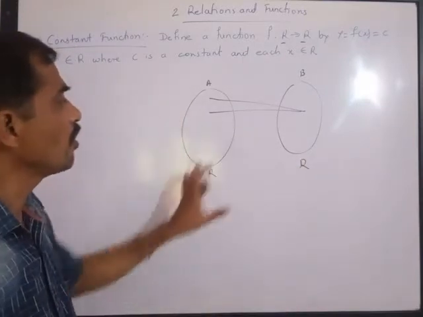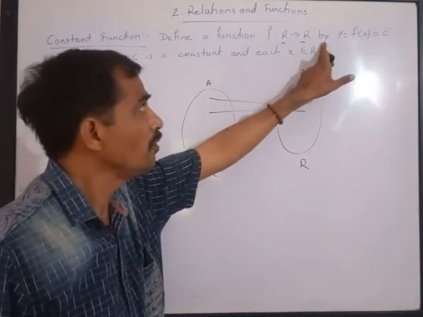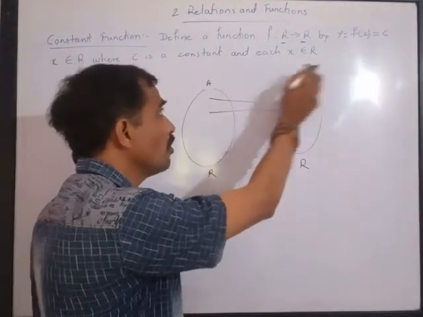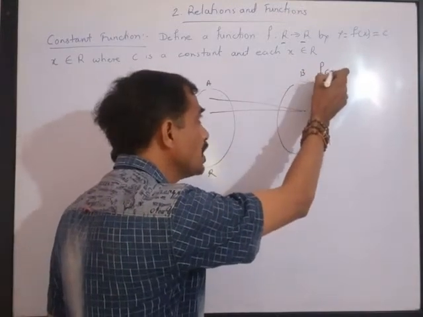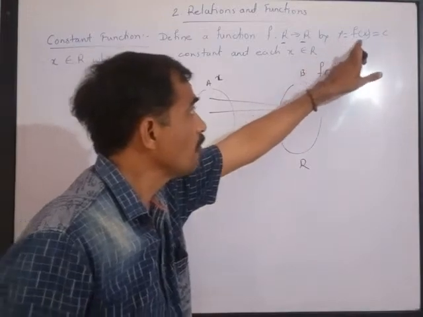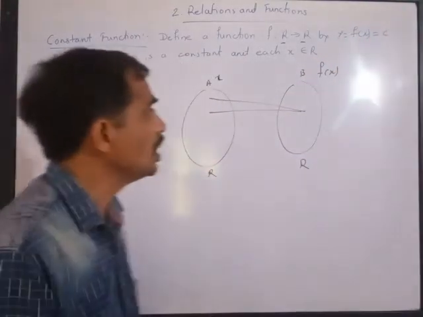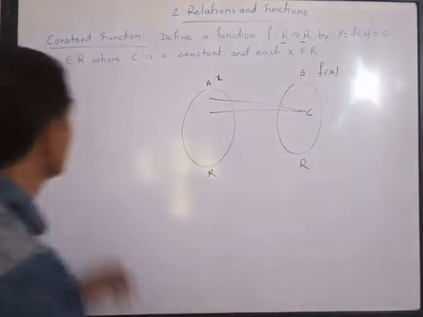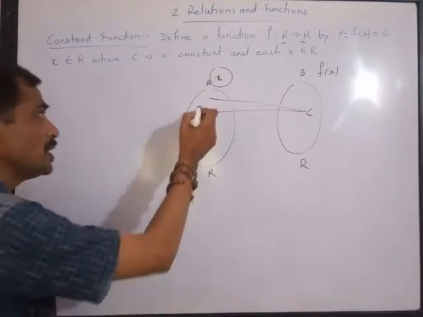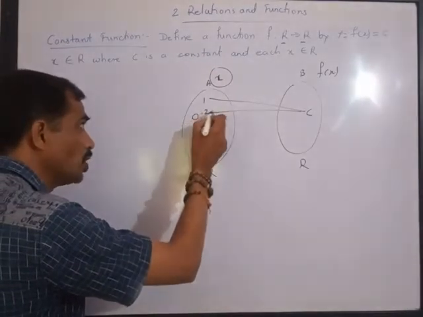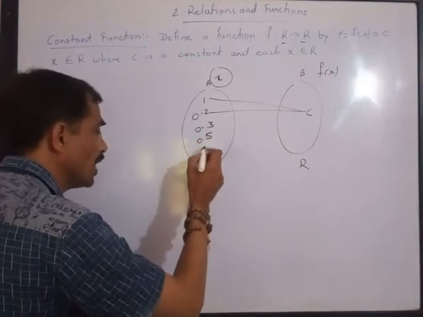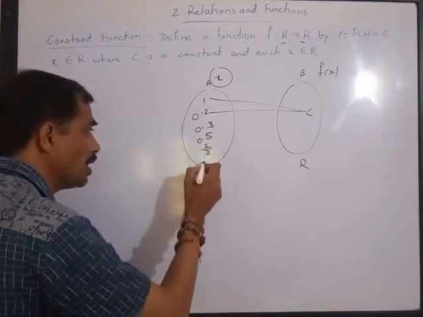So it is a function from real numbers to real numbers defined by y is equal to f(x). Here it will be f(x) and here it will be x, such that f(x) is equal to c. f(x) will be c and x belongs to real numbers. x belongs to real numbers means x can be 1, x can be 0.2, 0.3, 0.5, 2/3, x can be root 2.